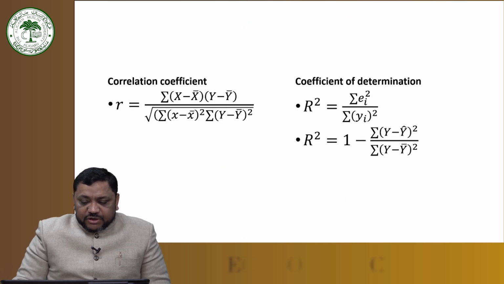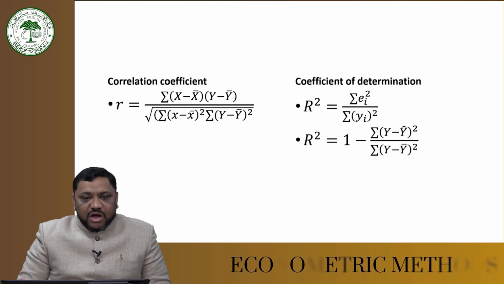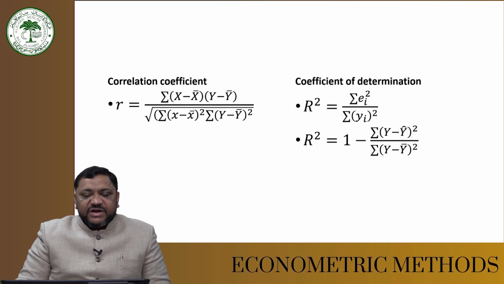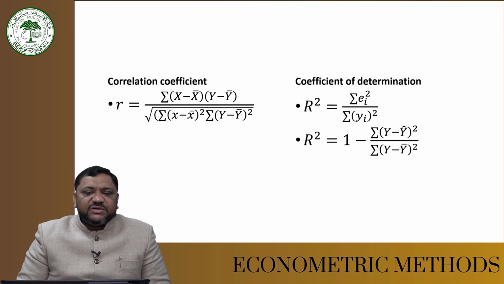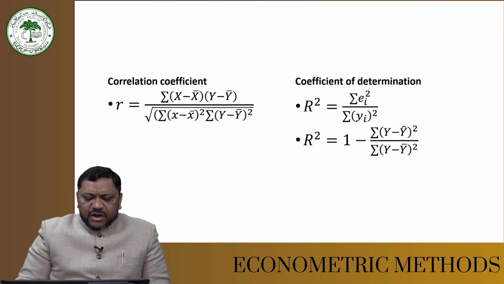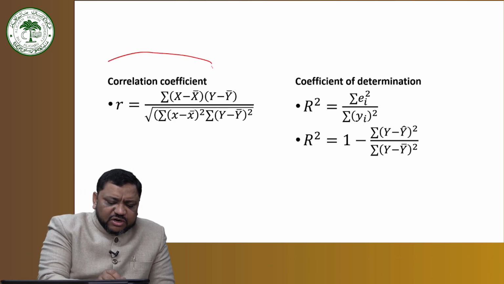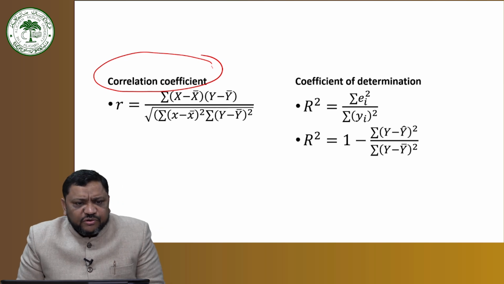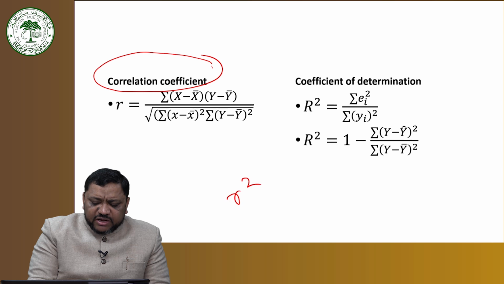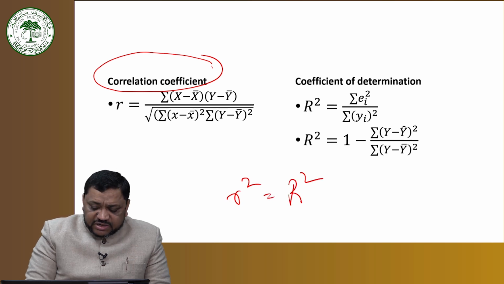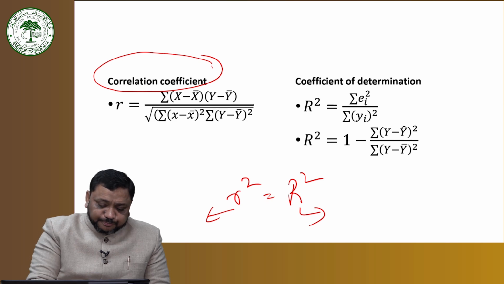Now r square is used to check what percentage of variance in the dependent variable is explained by its relationship with the independent variable. Now we can relate this with the correlation coefficient concept, the Karl-Pearson correlation coefficient. This r square is what we get in regression, and this r we get from the correlation.